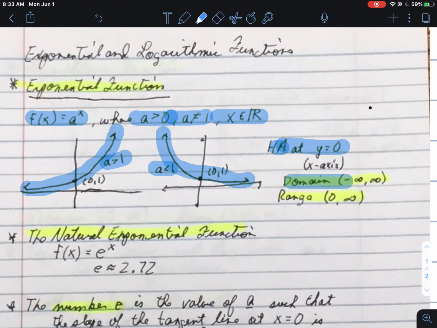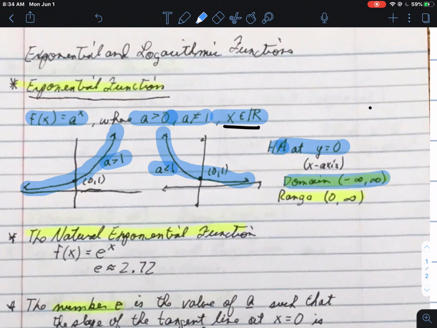The domain of every exponential function actually just comes from our basic definition. We said x is an element of the real numbers, so that's your exponent. So we get the domain of every exponential function as the set of all real numbers. We always talk about domains of functions. Sometimes we mention the range, but we always talk about the domain.